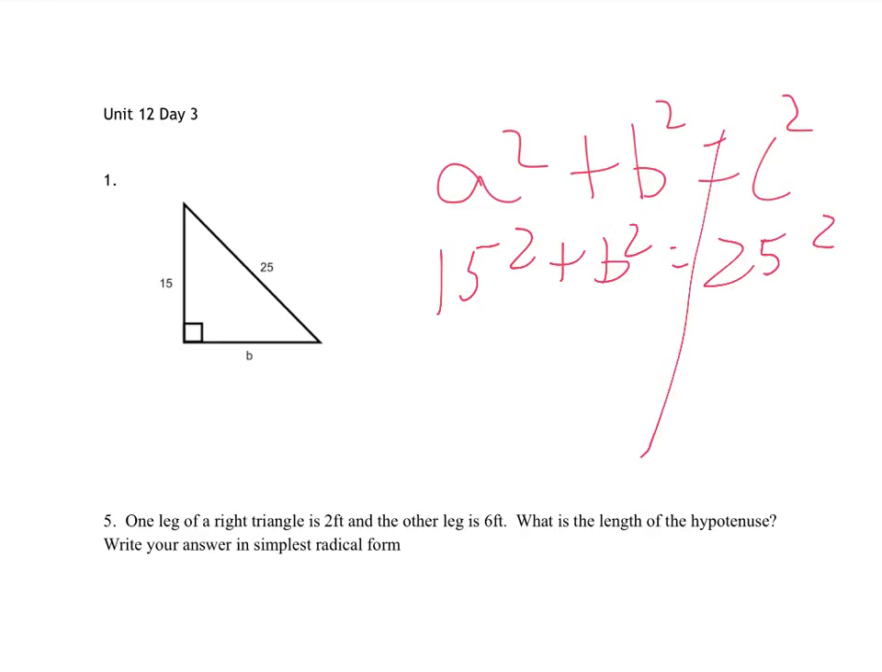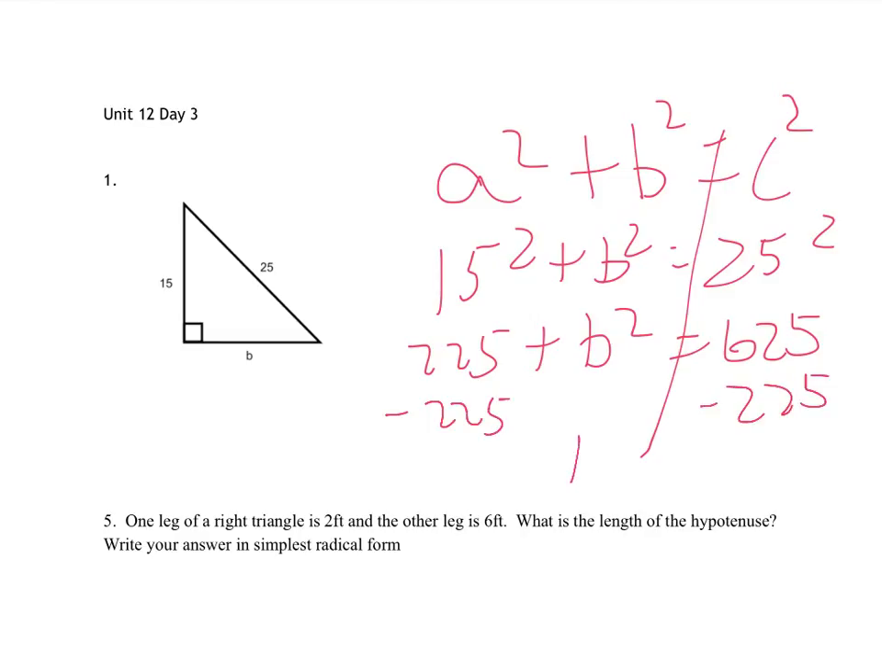And we're just solving an equation. 15 squared is 225. B squared. 25 squared is 625. I'm looking to get this b squared by itself, so I'm using my usual rules of equations. Subtract 225 on each side. This gives me b squared equals 400. To get b by itself, I've got to root it, take the square root of both sides. So b equals, and the square root of 400, we talked about being plus or minus yesterday.